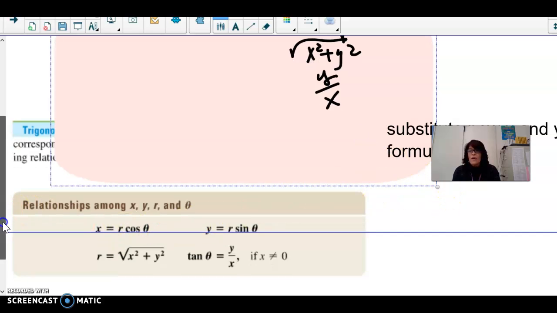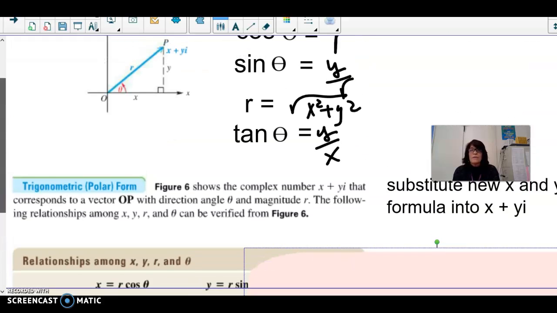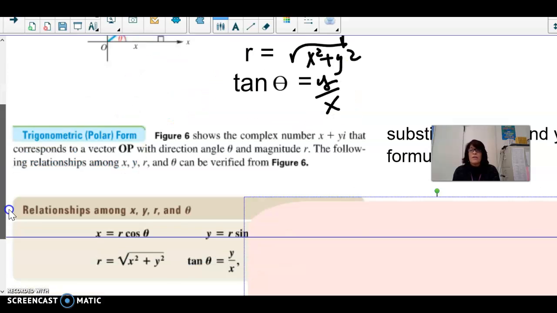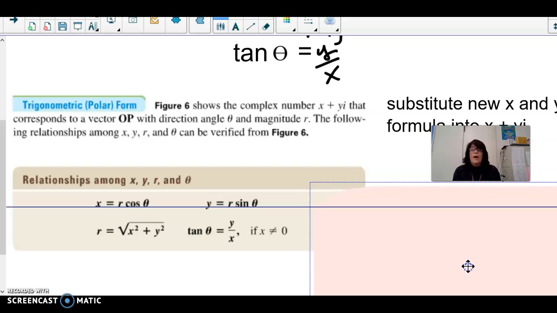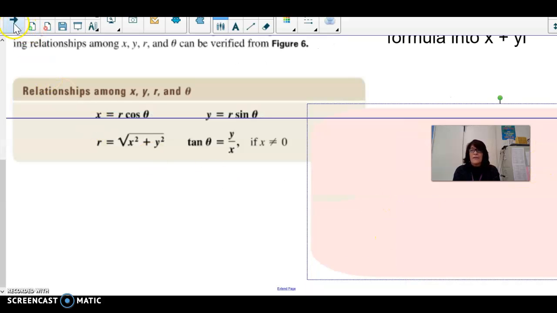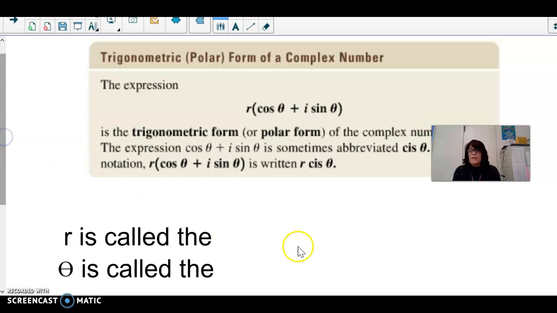x equals r cosine theta. No joke. We used to say cosine theta was x over r, so I'm just multiplying by r. x is r cosine theta. y is r sine theta. These are still the same. Nothing's changed. That's what we used to say, and that's what we're still saying. So write that all down. Those are our new relationships that go to the trig or polar form of a complex number.